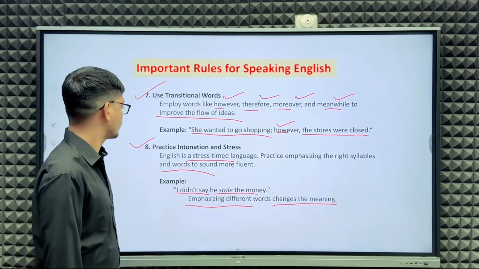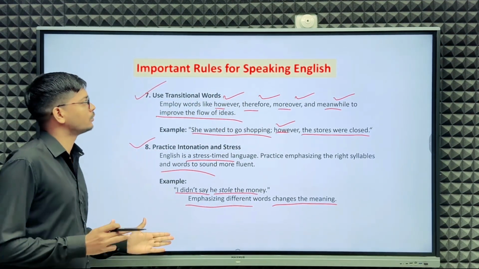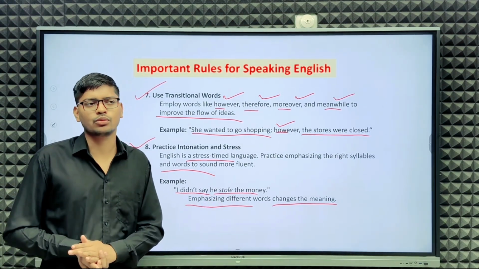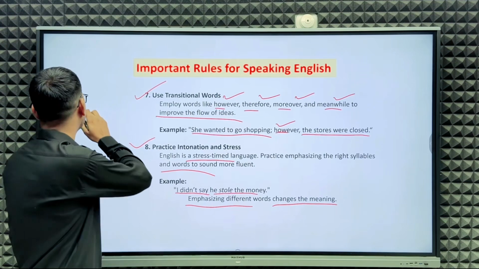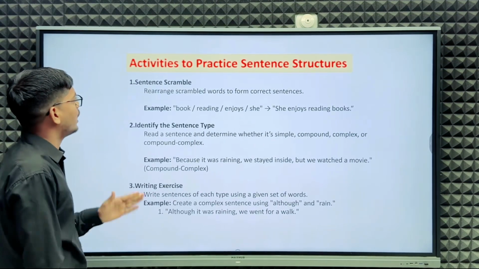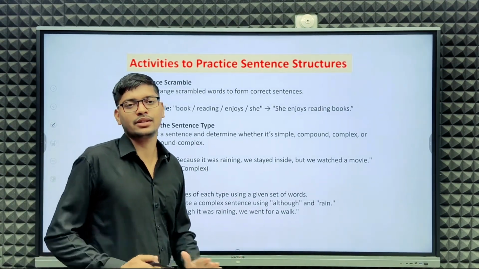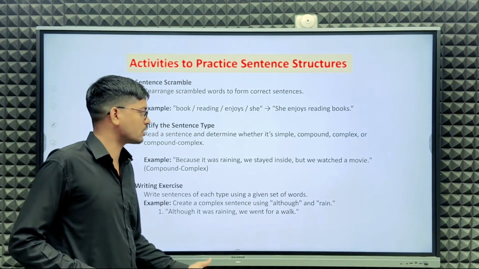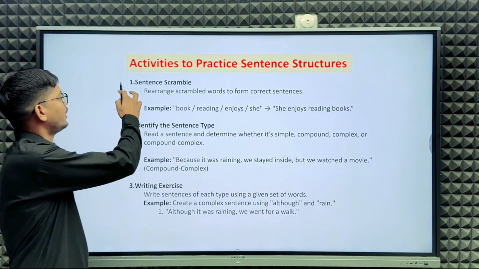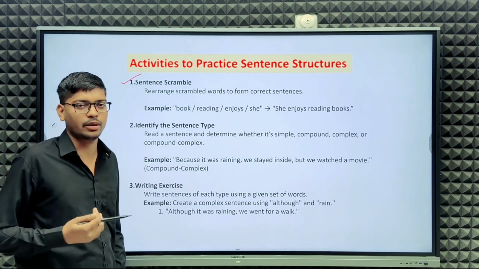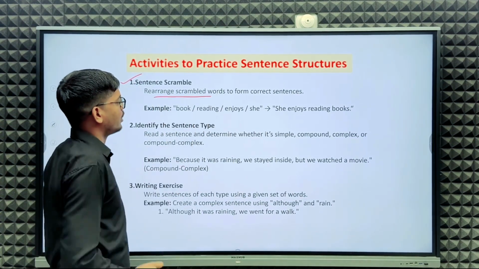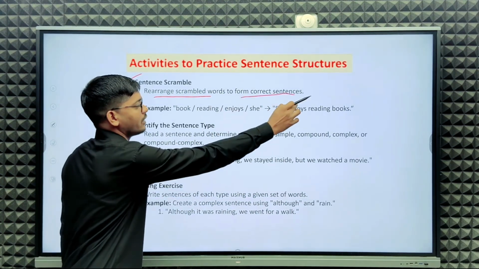So we have completed the important rules for speaking English. Let's do some practice activities. These are activities to practice sentence structure, and they are also important. First, sentence scramble. Rearrange scrambled words to form correct sentences.